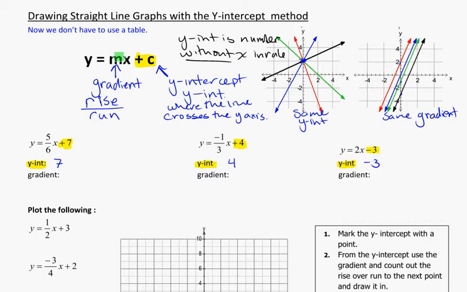Now your gradient is always the number with the x.